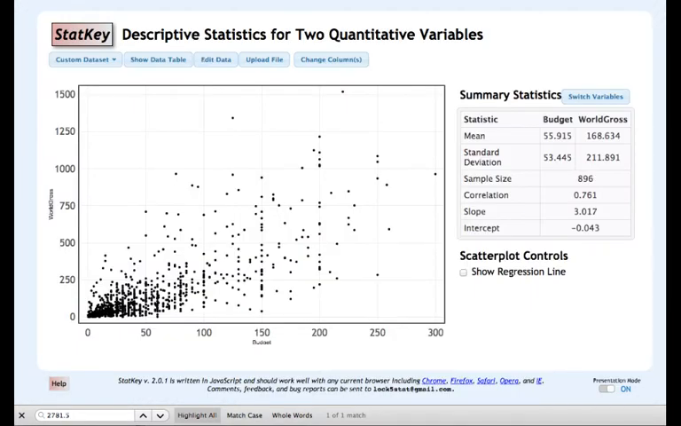We can see that the graph looks pretty substantially different now because the scale doesn't have to accommodate that very large outlier. We can also see the correlation now calculated without it is 0.761.